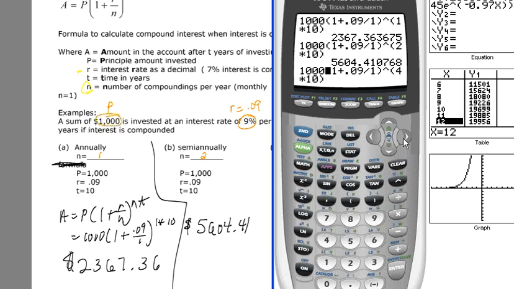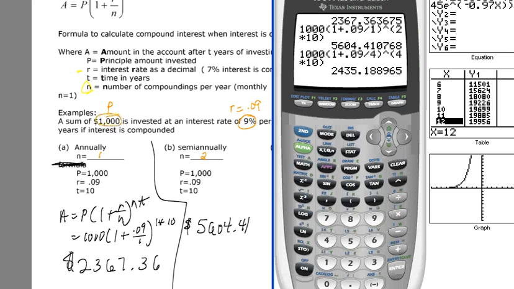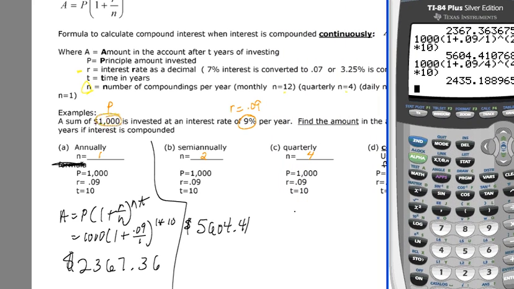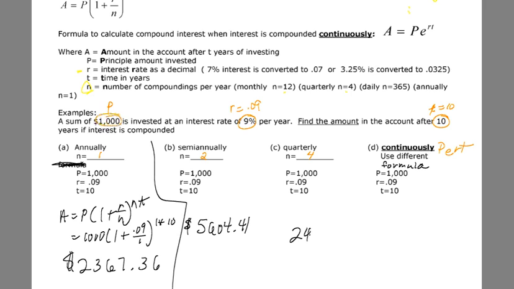Let me go back and make that correction, and I'll correct the middle one. It's 1 plus R over N raised to the NT power. So these two numbers should both be 4. And that's where I made my mistake earlier. 24, 35, 18. Thought that middle number seemed a little high.